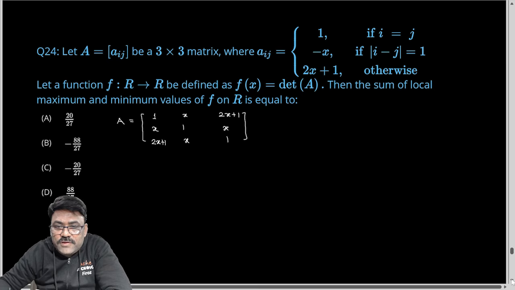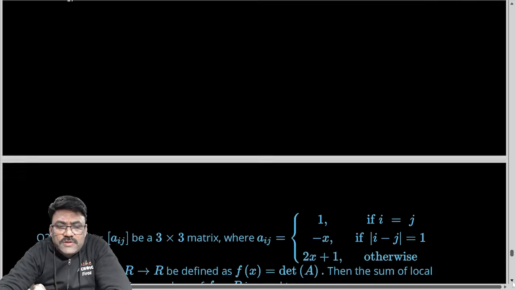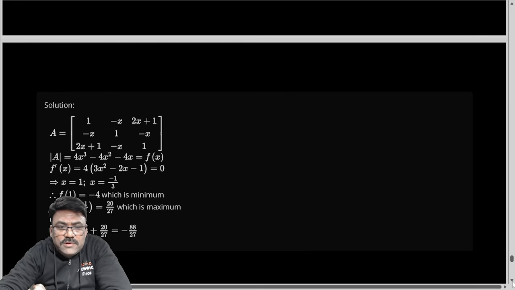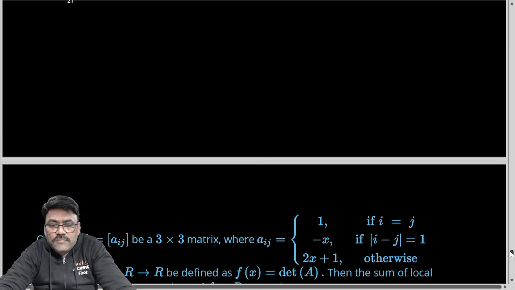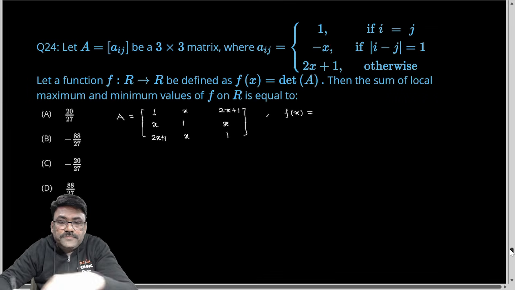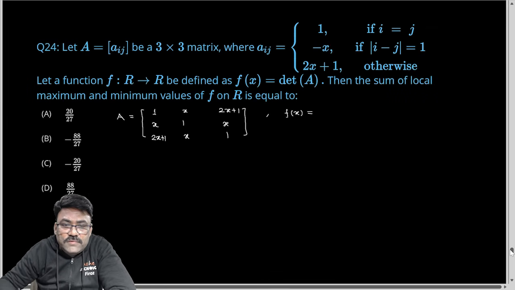Now find its determinant. Determinant of A is called fx here. Just expand this one. This matrix is 1, x, 2x plus 1. So no need to waste the time. Let's expand this determinant. In fact, it was minus x. Minus x, minus x, minus x.